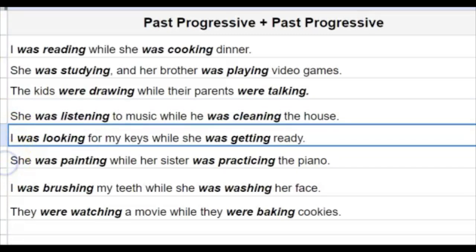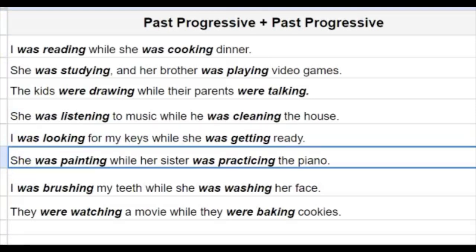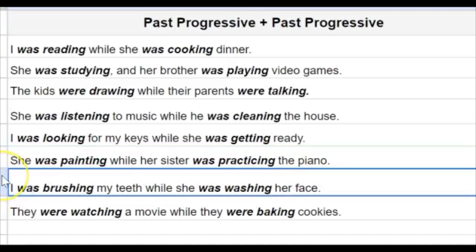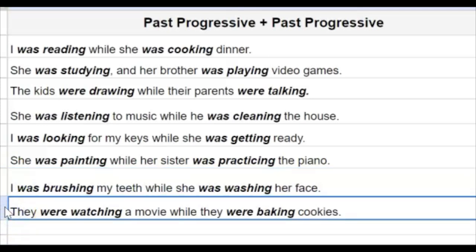Next sentence: she was painting while her sister was practicing the piano. Was painting and was practicing. The next one: I was brushing my teeth while she was washing her face. Was brushing and was washing. Last sentence: they were watching a movie while they were baking cookies. And again, past progressive plus another past progressive, two events happening at the same time.